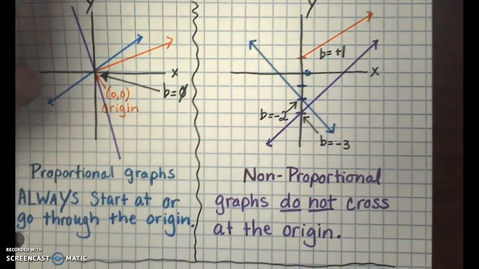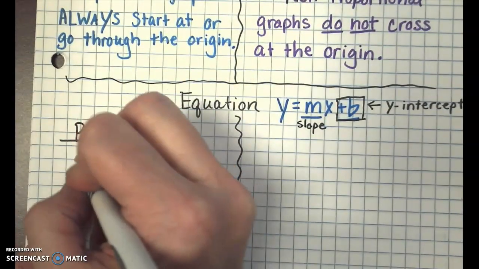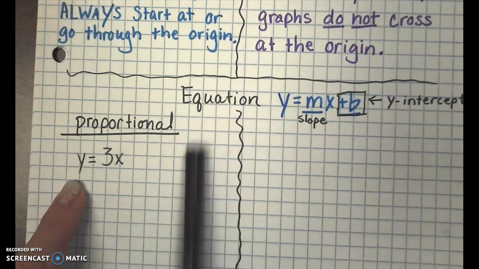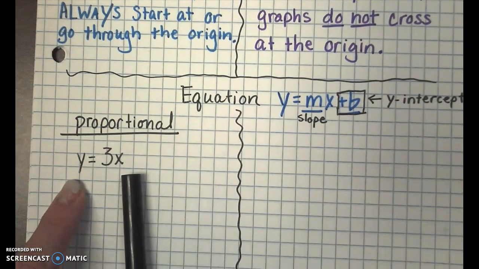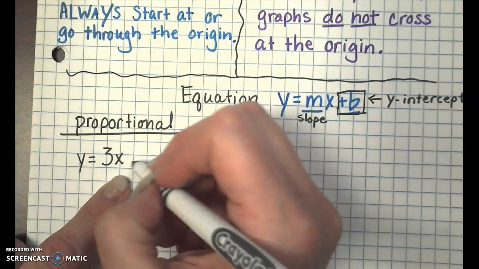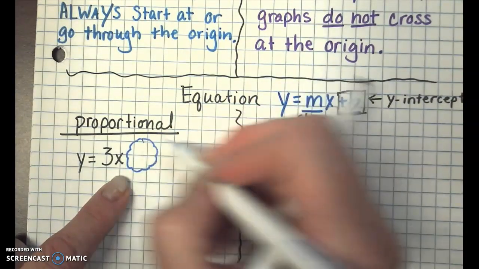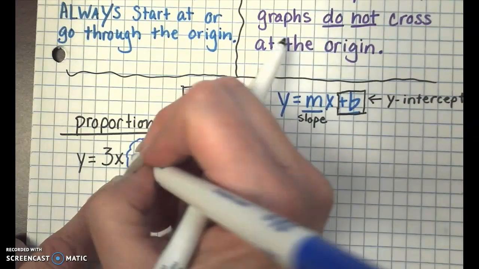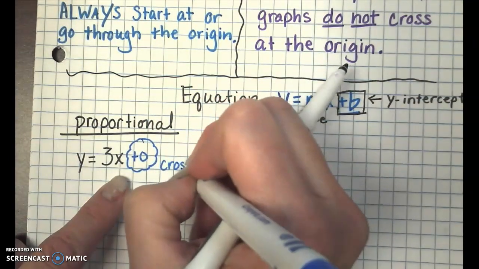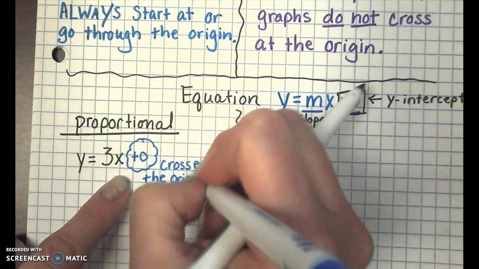So going back here, if it's proportional, here's an example. y equals, I don't know, 3x. Am I adding anything to that? Is there like a plus 5 out here? Nope. Because there's nothing out here, it's like saying plus 0. That means it crosses the origin, and that means it's proportional.